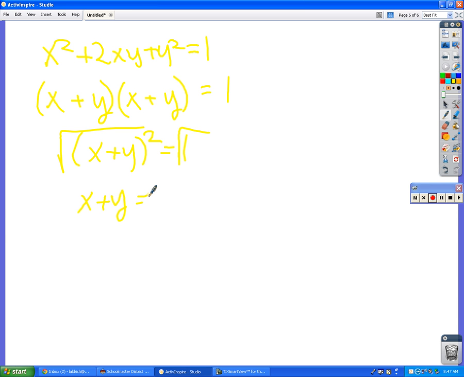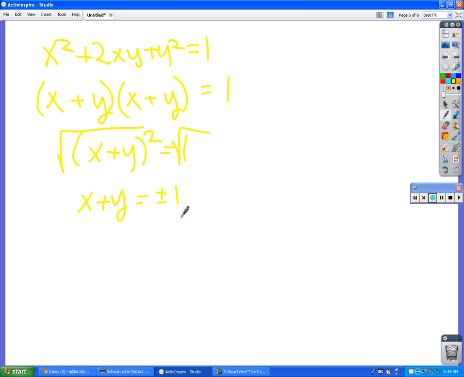Be very careful with this next one. What is the square root of 1? What number times itself equals 1? 1, or negative 1, right. So when we take the square root of this number here, the answer is not just 1, it's plus or minus 1. And now solving this for y is easy.